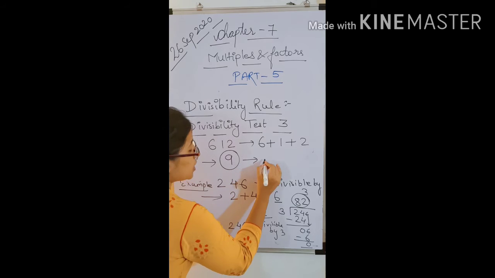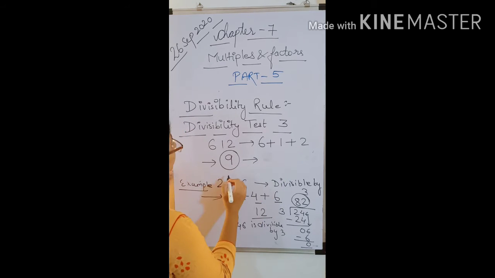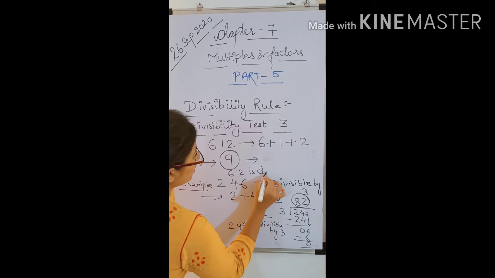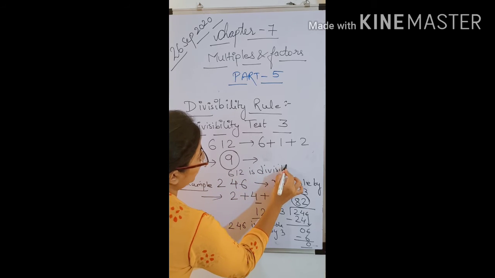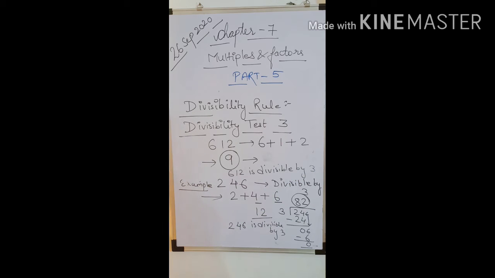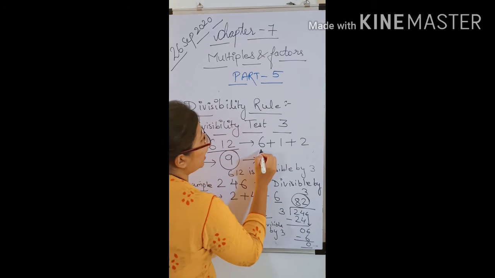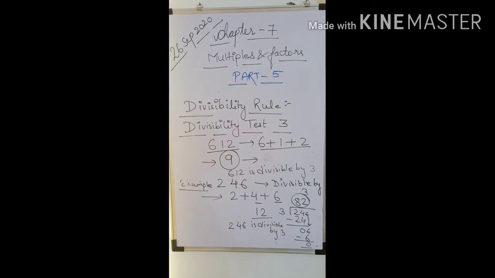So hence the given number 612 is divisible by 3. You can verify your answer by dividing the number, but it need not be done. Keep in mind that whenever there is a divisibility test for 3, you have to add all the digits and verify your result. Now let us look at another divisibility rule.